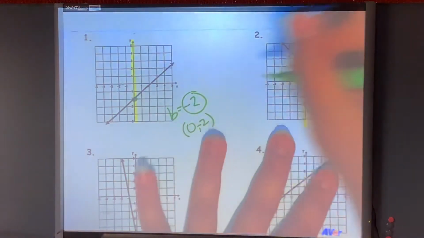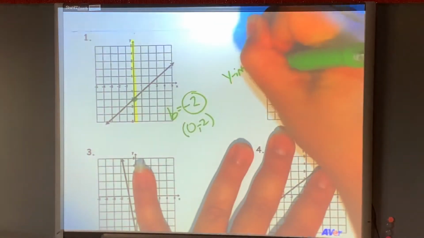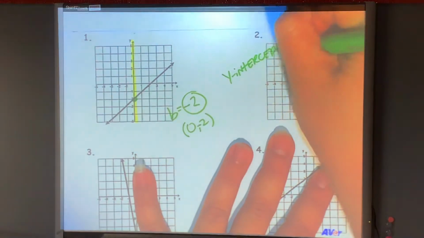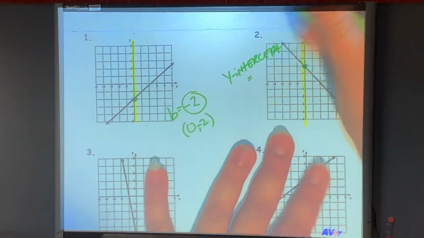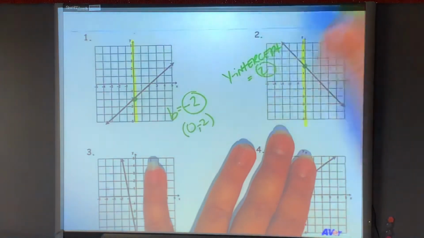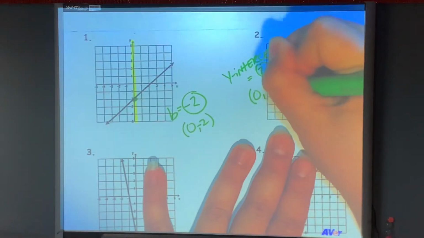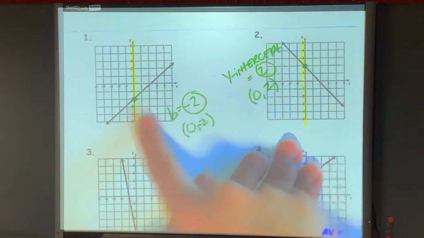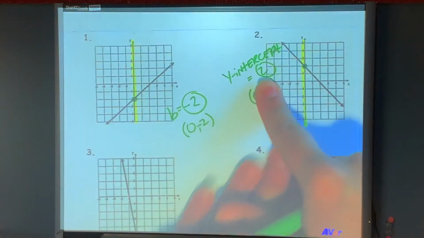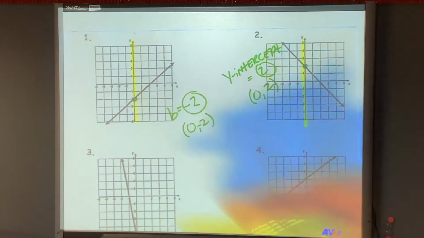I'm going to go ahead and on this one, write down the words y-intercept. It doesn't really matter. I'm just showing different ways that you could write this. The y-intercept is 2, which again is the coordinate (0, 2). Remember, this one was negative. This one was positive. All right, let's do one more on the graph.